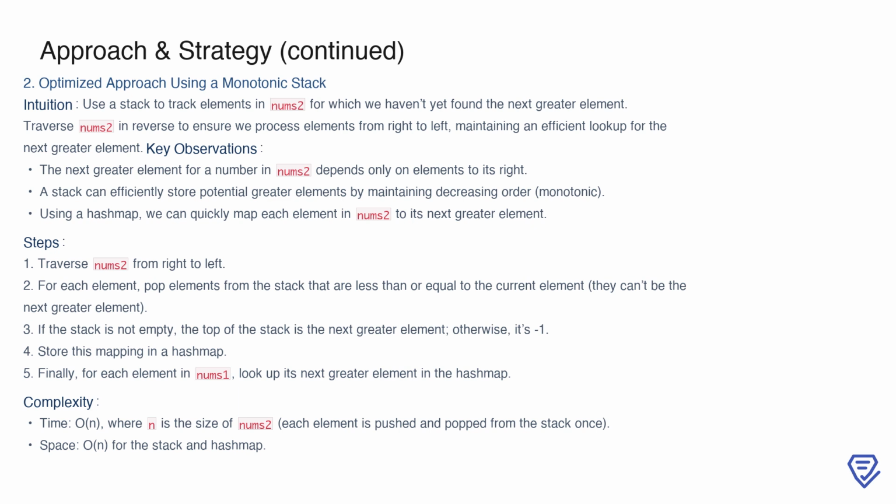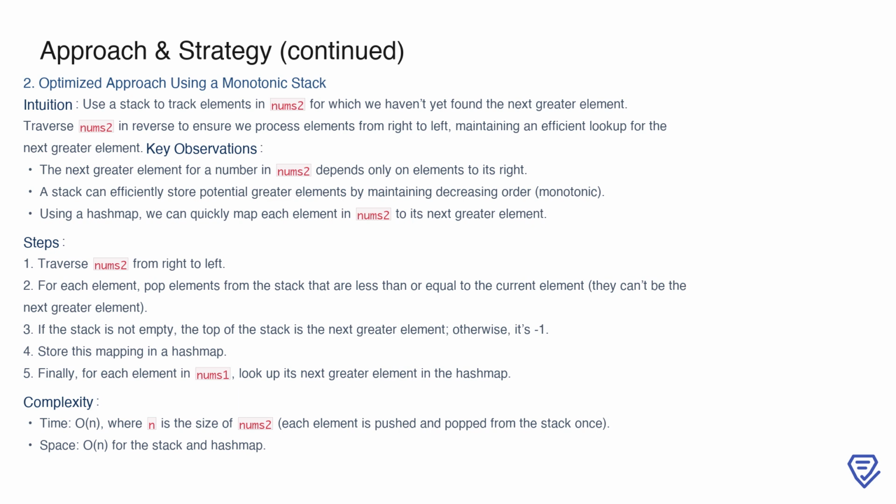Here's how it works. As we iterate through nums2 from the end, we remove elements from the stack that are less than or equal to the current number, as they cannot be its next greater element. If the stack isn't empty after this, the top of the stack is the next greater element.